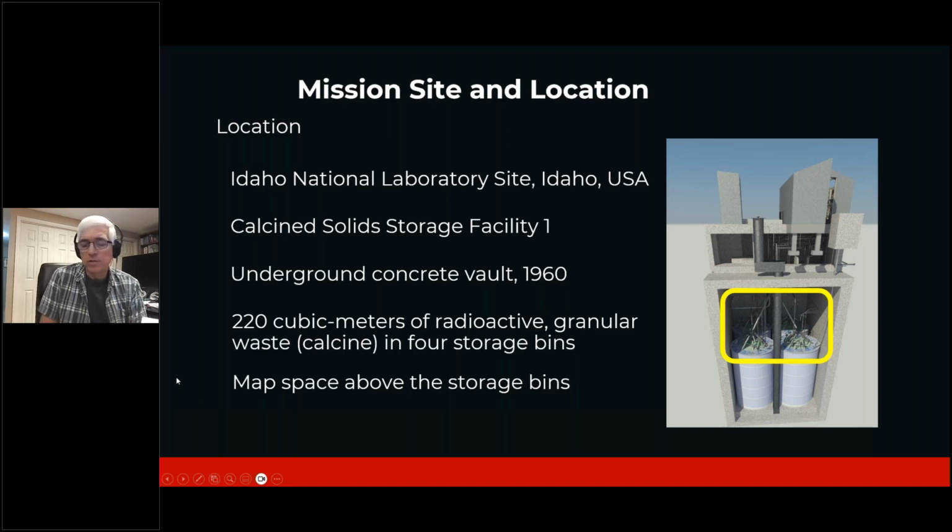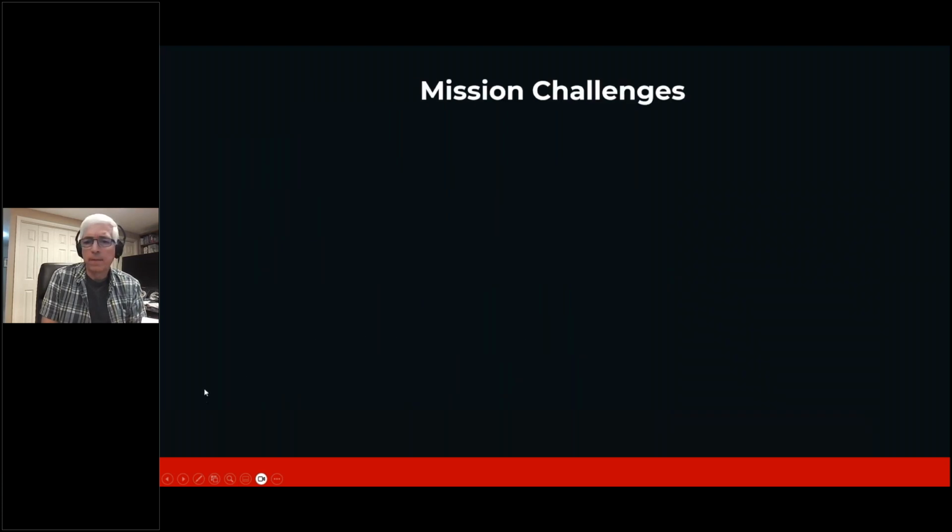By the way, the reason we're removing the powder is it's an agreement between the state of Idaho and the United States Department of Energy that the US DOE would remove all nuclear waste from the state of Idaho by, I believe, the agreement date is 2035. All right, so this mission has challenges.